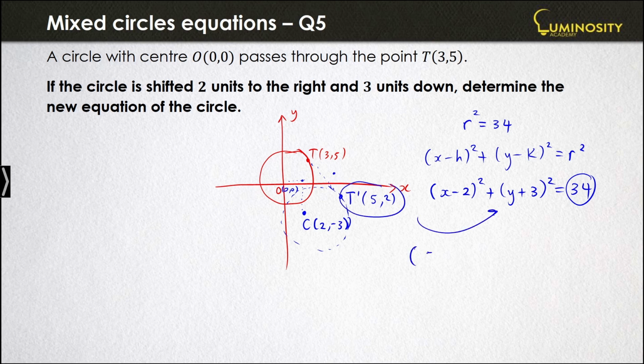So if I substitute x equals 5, and y equals 2 here, what do we get? We get 5 minus 2 is 3 squared, and 2 plus 3 is 5. So we get 3 squared plus 5 squared, which is 9 plus 25, which is 34. And that's what we wanted. So we definitely know that the equation is true, and all points that have been shifted will also satisfy that new equation.